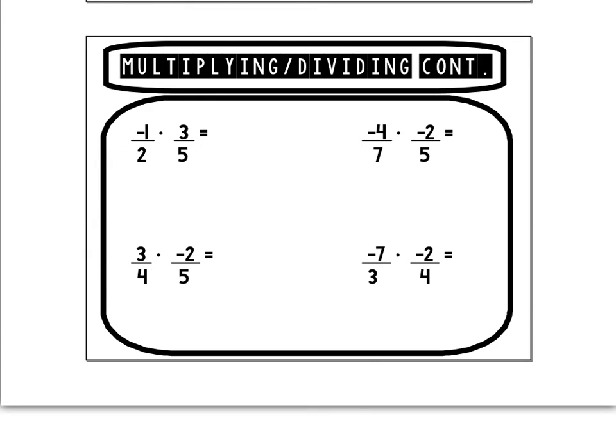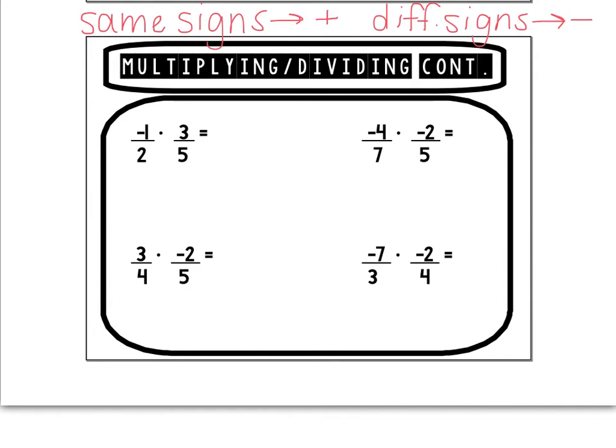We're going to switch modes a little bit. Now we are going to be multiplying and dividing. And just as a little reminder, same signs give us a positive answer, and different signs give us a negative answer. So top times top would give us -3, bottom times bottom would give us 10. A negative and a negative give us a positive 8, and bottom times bottom gives us 35.